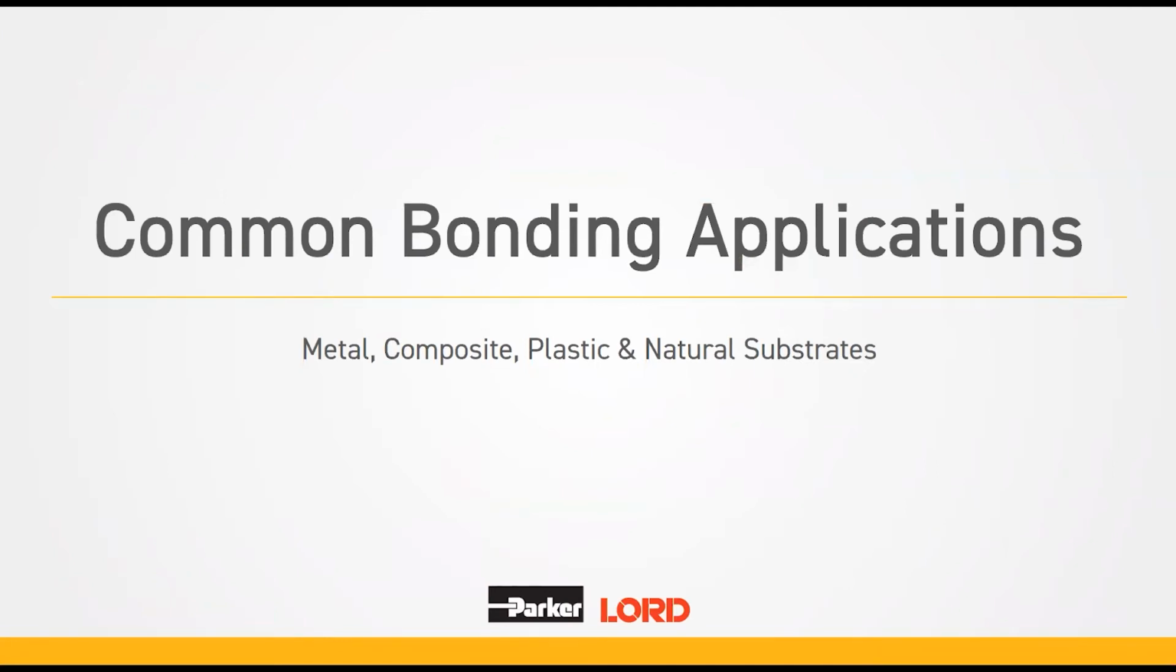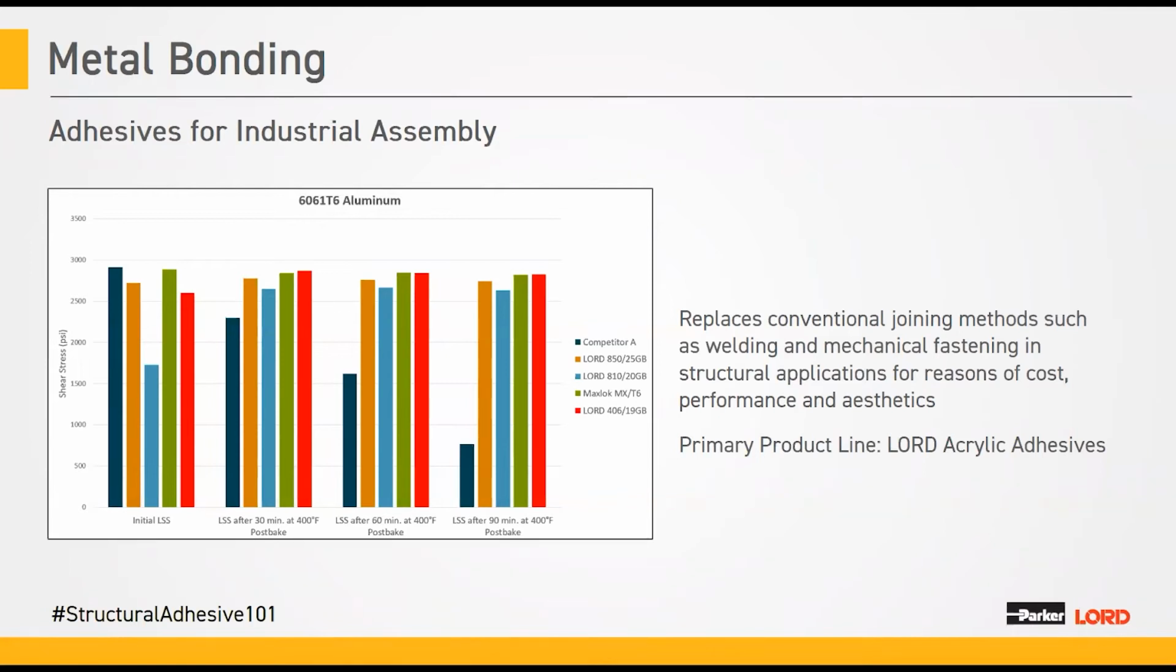So now that we've talked a little bit on the applications and the products that Lord might offer, the adhesive systems, I'd like to talk now a little bit about common bonding applications, be they either metal or composite, plastic, and maybe even some natural substrates. So on this first slide, I'm going to talk a little bit about metal bonding. Lord Corporation helped design some of the first chemistries to bond metal, and we think we've offered some very good solutions to the industry. So here's an example where we're replacing typical conventional joining methods such as welding or mechanical fastening.